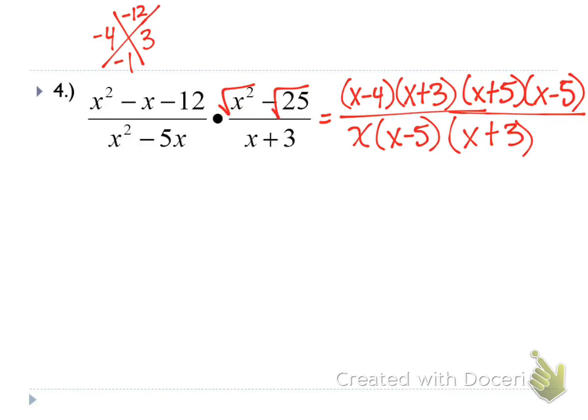Tariana, what's something that can reduce or cancel? We're on the second problem. X plus 3s can cancel out. Nevaeh, what's something else that'll cancel out? X minus 5. X minus 5s cancel out. Is there anything else that can cancel out? No. So we go to write our answer.